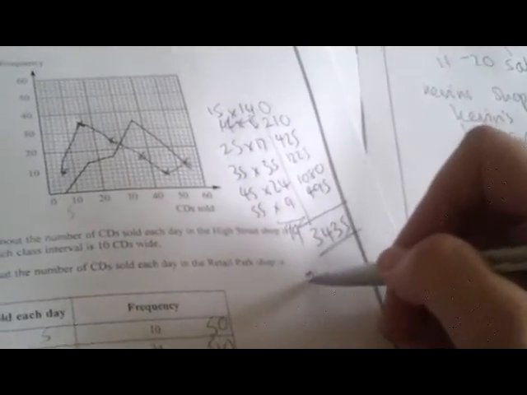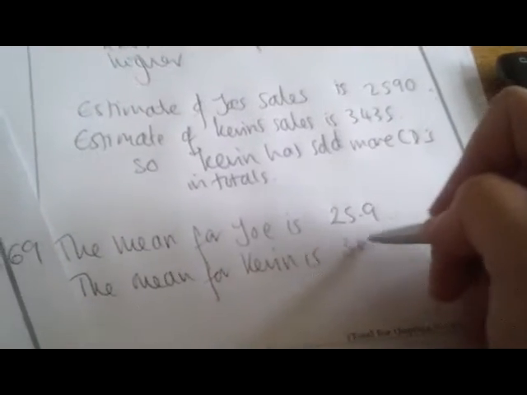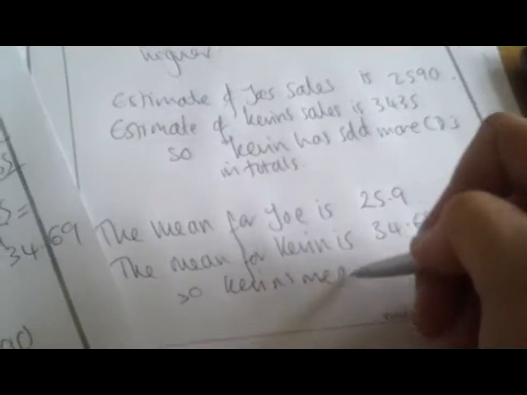The mean for Kevin is going to be the same method, 3,435, and I've got to divide it by the total of the frequencies, which, if I just swap these two around because I wrote it the wrong way around, is the total of all of these. So I'm just going to add that. So I get 99 for this total. 3,435 divided by 99 is 34.69. So Kevin's mean is 34.69. So Kevin's mean is higher.